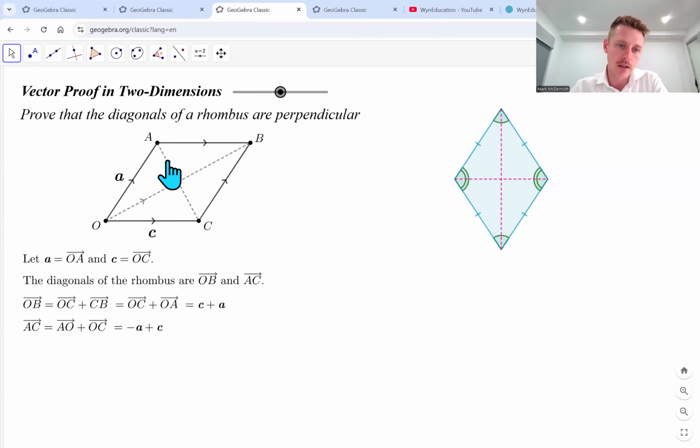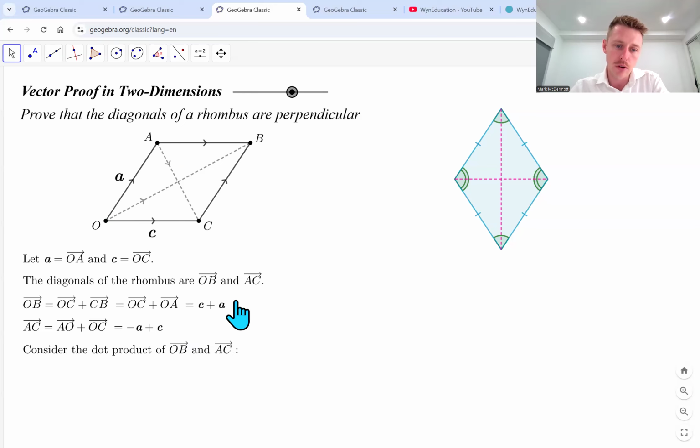Now AC, let's think about this, would be AO plus OC if we went this way. So now it's AO, so we're going in the other direction. So it's AO plus OC. But this direction here would be negative A. So this becomes negative A plus C.